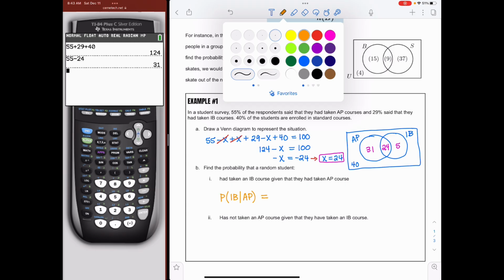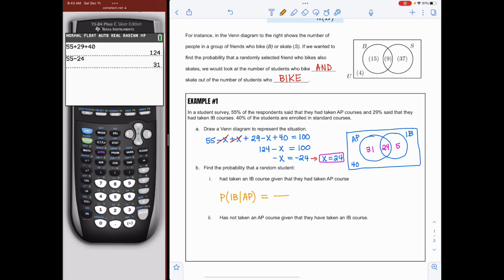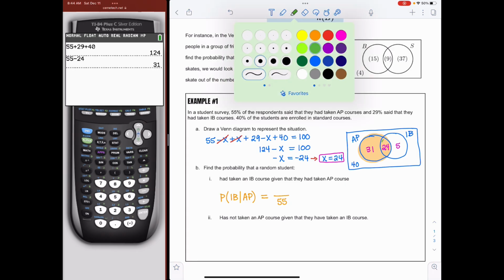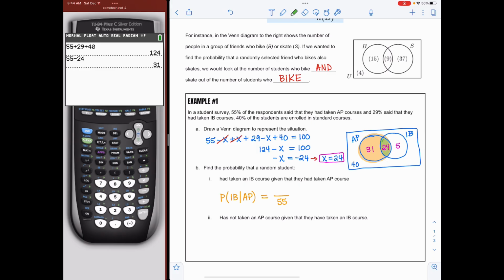So the number of students who took an AP course is going to be 55%. So out of that 55%, how many of them took an IB course? So out of that 55% here, and let me highlight it so that you will see what's going on. So out of all of these students here, out of these 55% of the students, we want to figure out how many of them actually took an IB course, which would technically be where the intersection is.